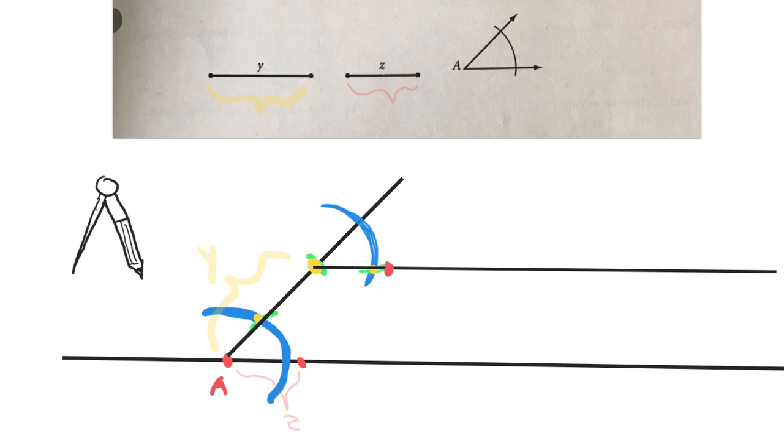So in a way, the hard part, you could say, is just drawing the baseline, replicating that angle here, and then remembering how to get a parallel line by using the same angle. Okay, using the same angle.